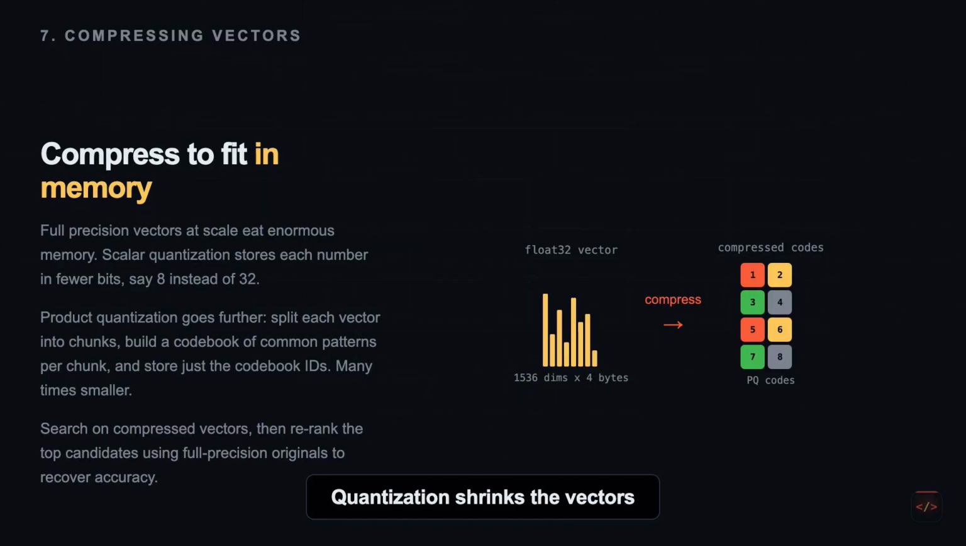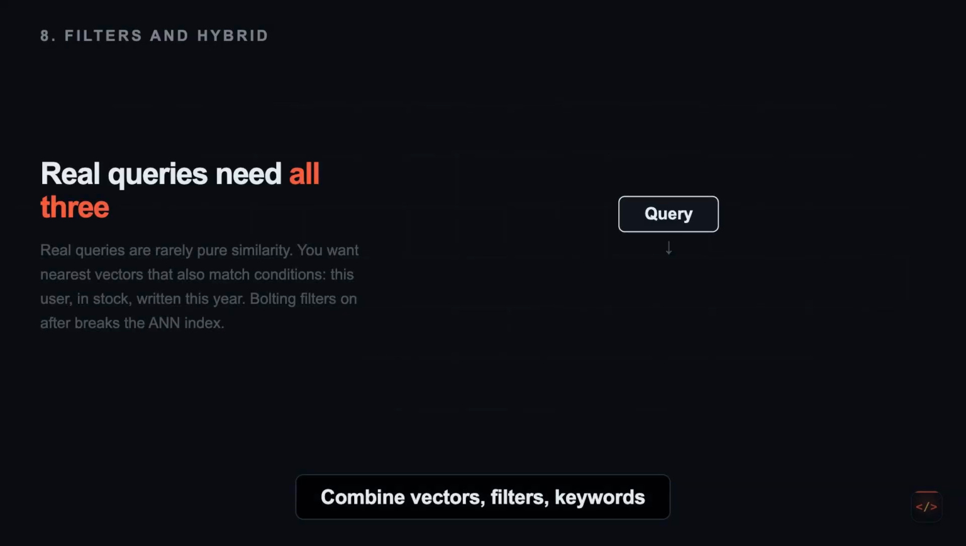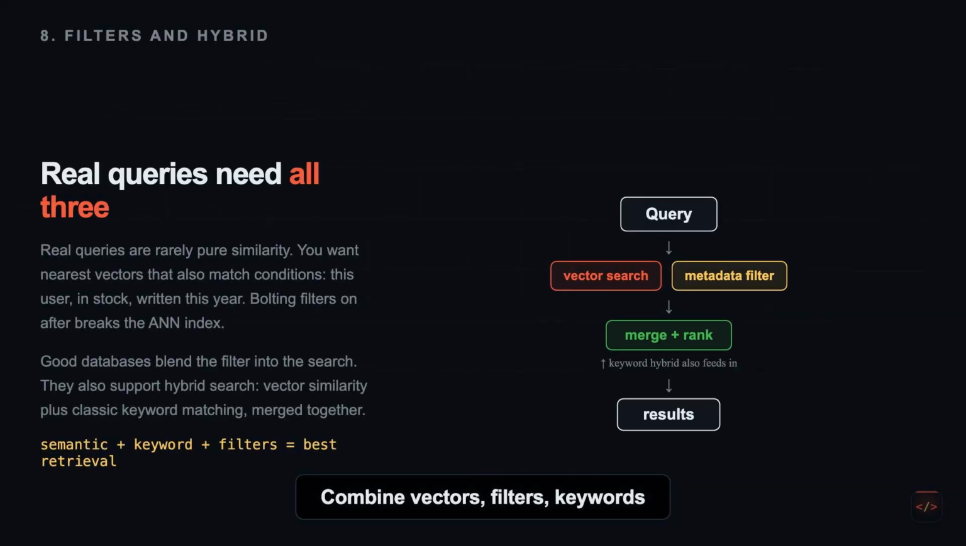The catch over here is the precision loss. So distances become approximate twice over, once from the index and once from the compression. A common pattern is to search fast on compressed vectors, then re-rank the top candidates using the full precision originals to recover accuracy.